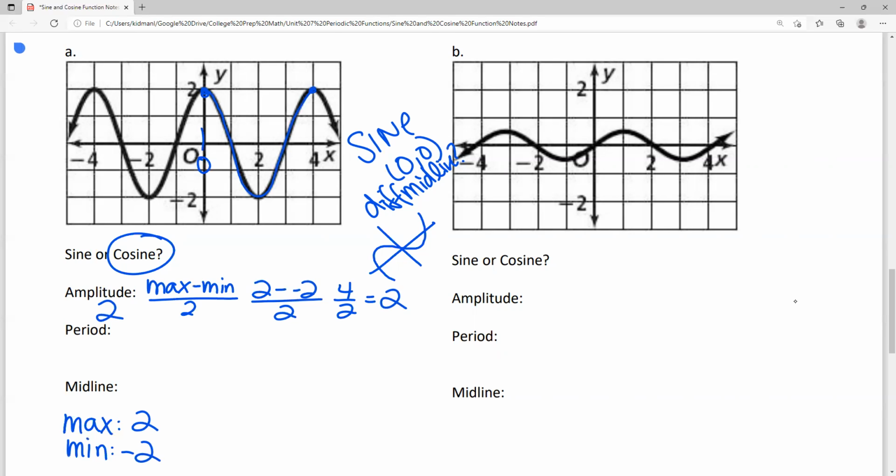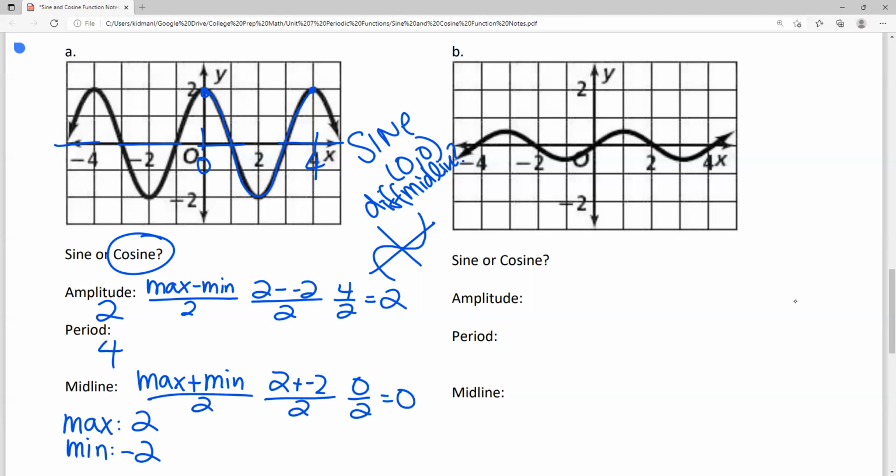And I can see I start at 0, I go up to 4. So in this case, our period is 4. Our midline is going to be our maximum plus our minimum divided by 2. So in this case, we would get 2 plus -2 over 2, or 0 over 2, which is just 0. So I'm going to draw a dotted line there at our midline, just as a reminder. But you can kind of see how that relationship works there.